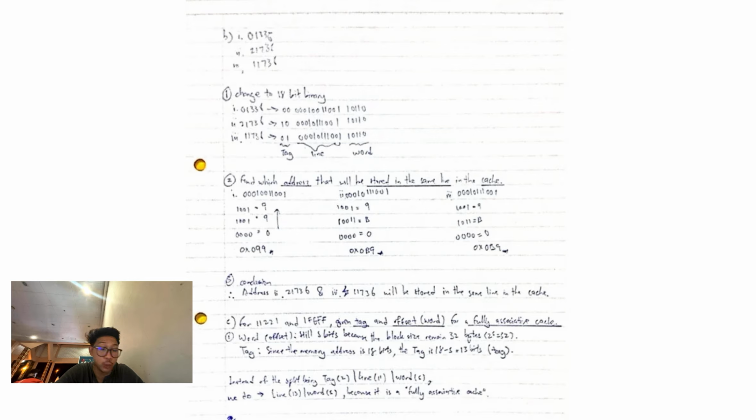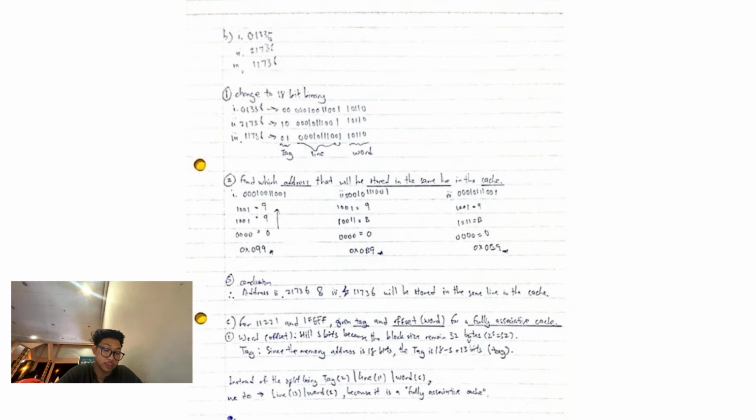Out of these 3, which ones will be stored in the same line? The first one is 099, the second one is 0B9, the third one is 0B9 as well. So in conclusion, third step, address 2, 21736, and address 3, 11736, will be stored in the same line in the cache.